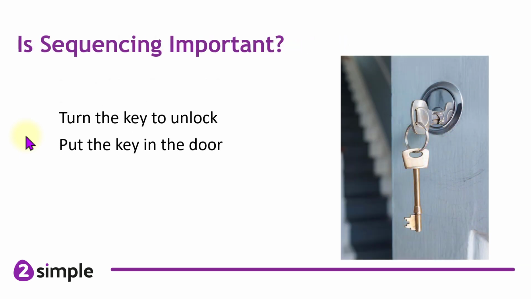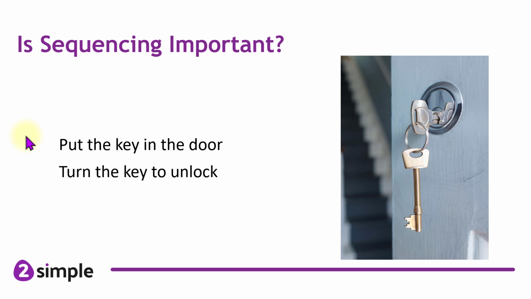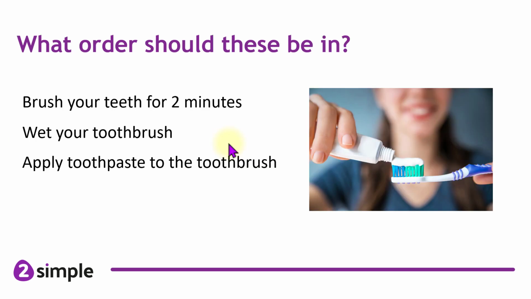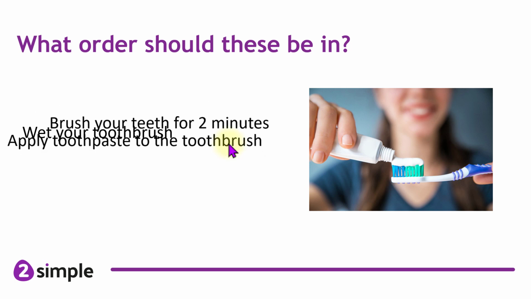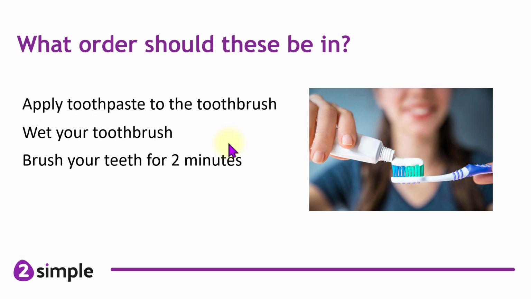What about these two? Does it matter what order we do these in? Yes, it does. We have to put the key in the door first so that we can turn it to unlock it. What about these three things? What order should these be in? Brush your teeth for 2 minutes, wet your toothbrush, and apply toothpaste to the toothbrush. Well, we're going to have to do brushing your teeth for 2 minutes last, because otherwise we're not going to have a wet toothbrush with some toothpaste on it, and it's not going to work, is it?